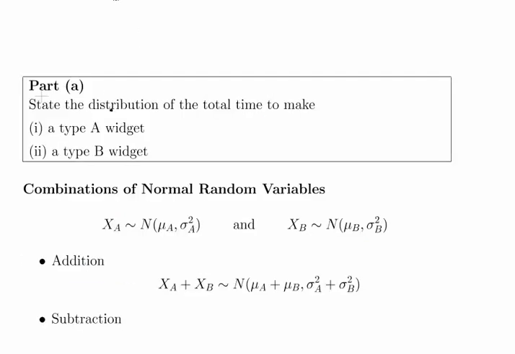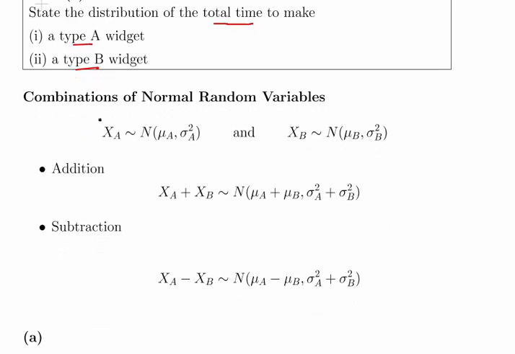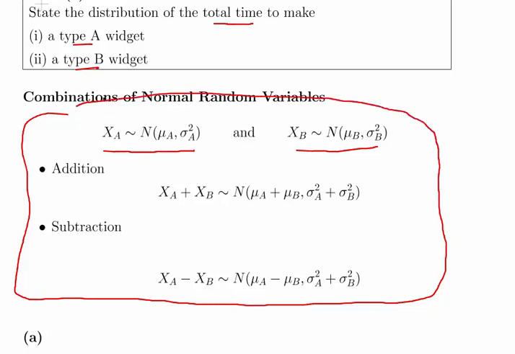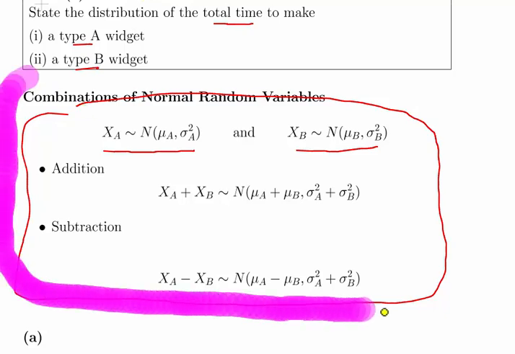Okay. So the first question is, state the distribution of the total time to make a type A widget and a type B widget. Essentially what we're doing here is adding two random variables, X and Y. By the way, this is just theory definitions. This is not actually the notation we used when we specified the question. This is general theory stuff, so combinations of random variables. Let's just say this is a definition out of a textbook.